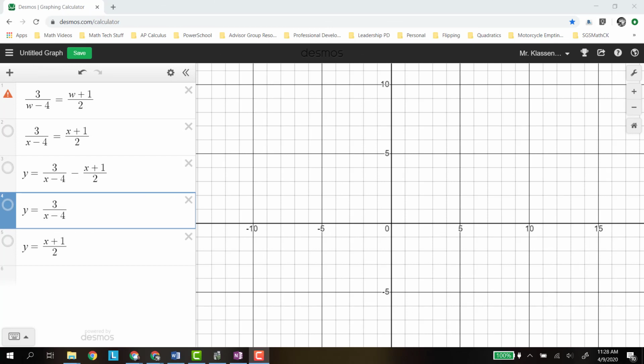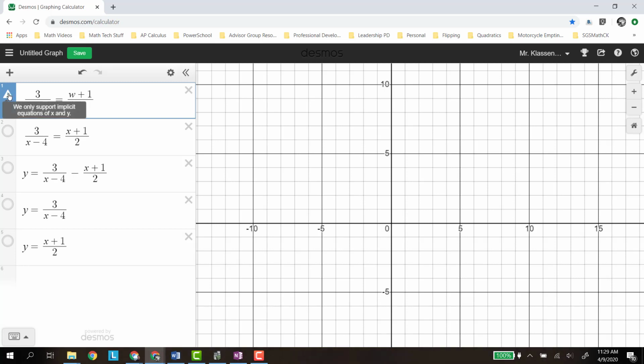And now let's take a look here on Desmos. How would we do this over here? Again, if you try to graph this using W as the variable, even though that's what's in the original equation, you're going to get this error message. We only support implicit equations of x and y. You can't graph a W equation.